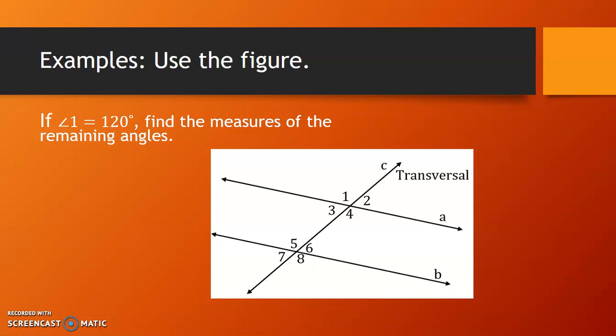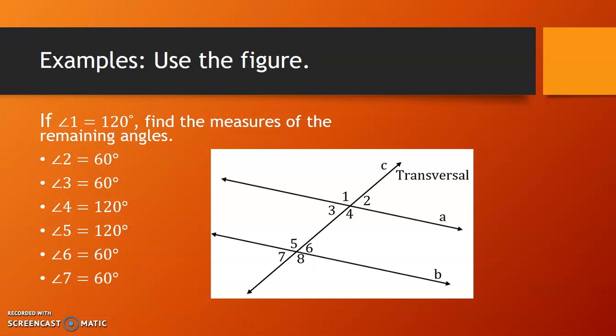So 1 and 4 are both going to be 120. Now 1 and 2, 1 and 3, 3 and 4, 2 and 4, all those angle pairs are adjacent because they're right next to each other and they share a side. That means that they're going to be supplementary. Well, if I already have 120 and I have supplementary angles, that means that they need to get to 180. So 180 minus 120 is going to be 60.